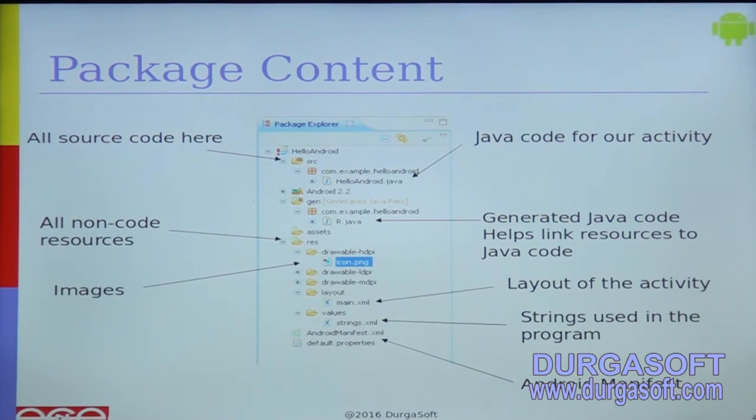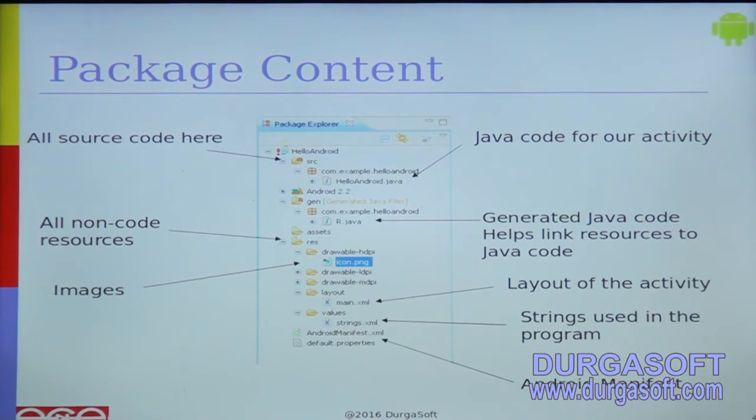And values is another folder which consists of strings.xml. It's always recommended not to put any hard-coded strings inside your program, so it's always better to use strings.xml for that. In order to keep a string, you add an entry in strings.xml and you can simply use it with R.string anywhere inside your Java program.